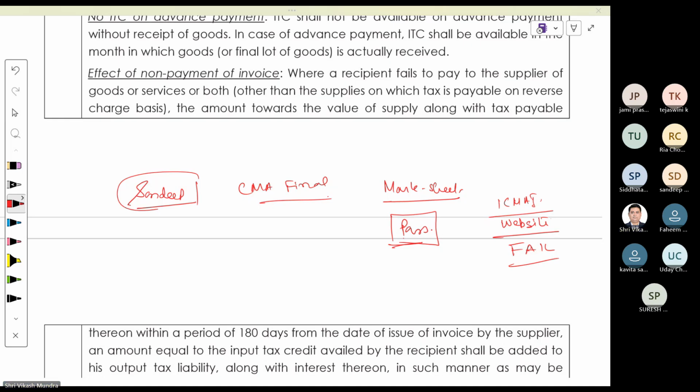Tejashwini, whether Mr. Sandeep is considered as pass or fail? Don't know, sir. Don't know. Sandeep, anyone else?